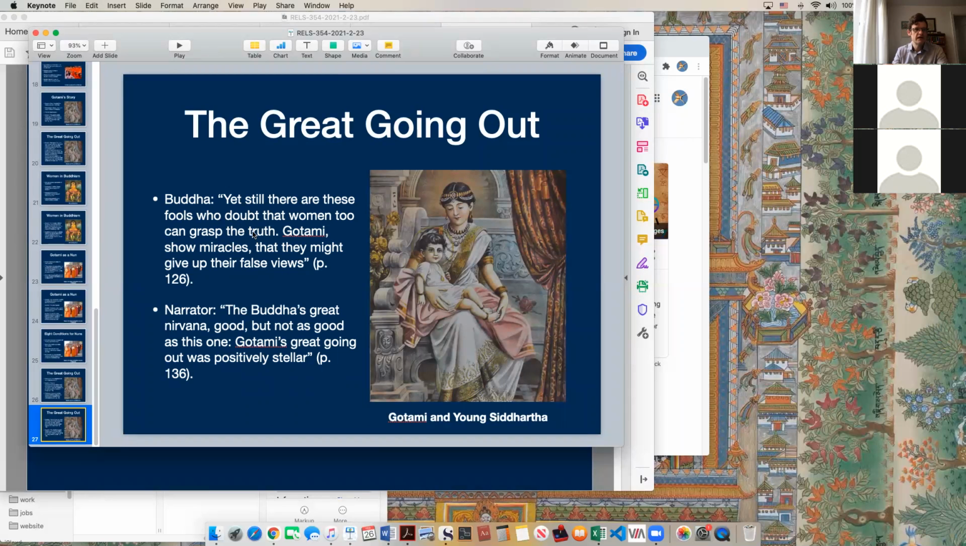And then the Buddha says, "Hey, Gautami, you're pretty great. Show everybody how great you are. Do some miracles." And then the narrator says, "Her great going out was positively stellar." So it's basically saying her enlightenment was even better than the Buddha's enlightenment. We would have to go back to figure out why that is, but there's a sense that she even outshines her, I guess it'd be her nephew, when she achieved enlightenment.